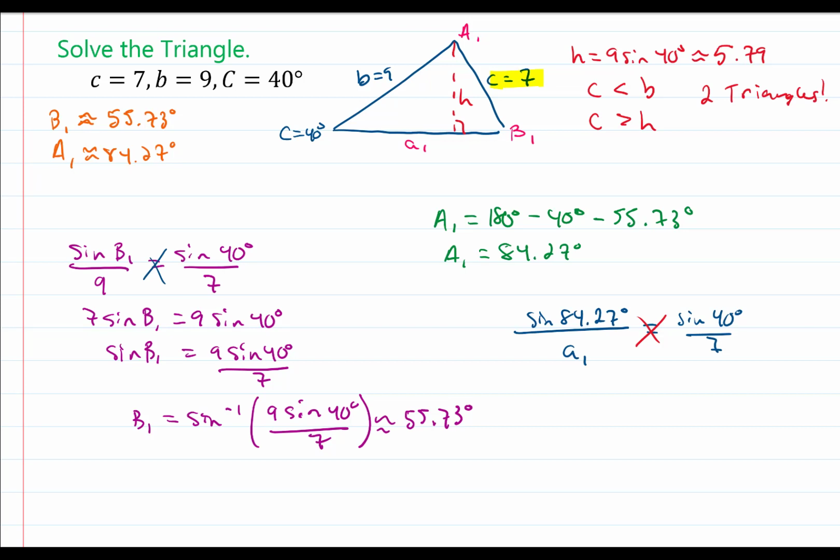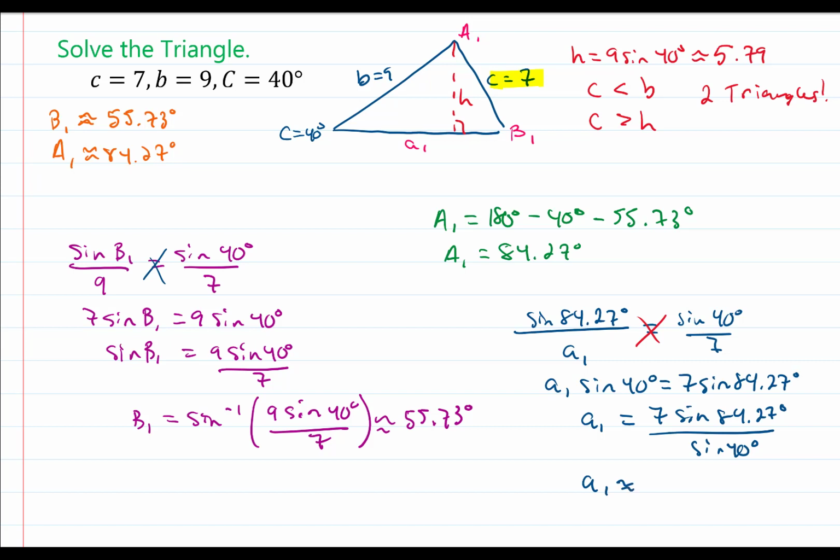One more time, we're going to cross multiply to solve. So what I end up getting is a sub 1 times sine of 40 degrees is equal to 7 times sine of 84.27 degrees. We should now divide by sine of 40 degrees on both sides, and what we get is a sub 1 is equal to the exact expression of 7 times sine of 84.27 degrees divided by sine of 40 degrees. We're now going to use our calculator to find the approximation, so a sub 1 is approximately 10.84 units.